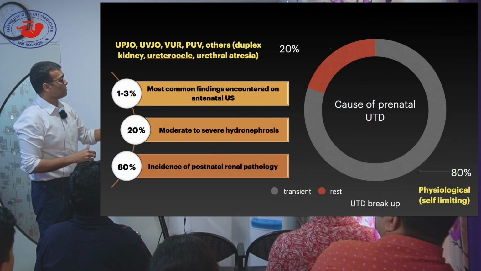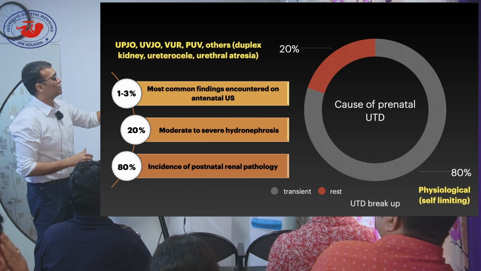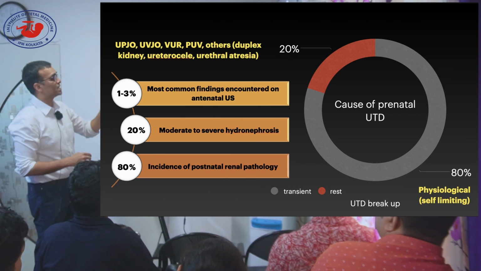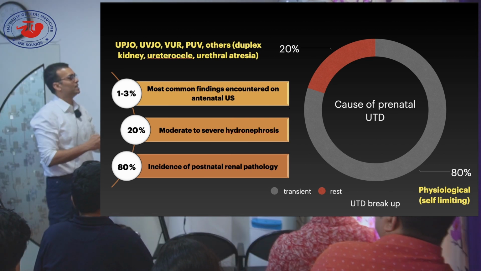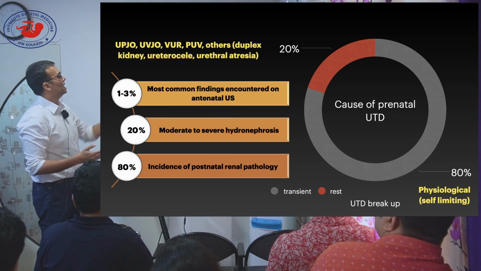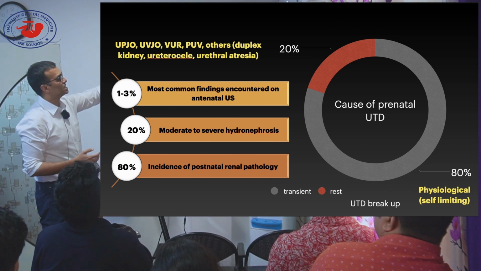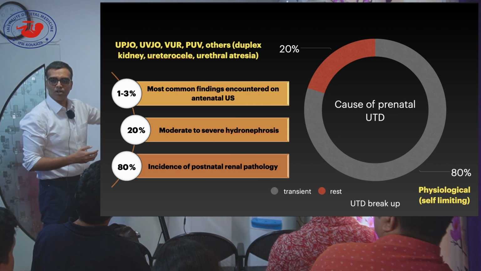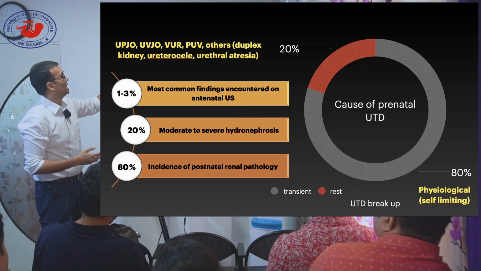Now if you look into the etiology, 80% of the time they are transient. Transient means they are physiological and mostly they are self-limiting, and there is very high chance they resolve prenatally or immediately postnatally. In 20% of the cases, you will have all these conditions which I have shown you in the first slide. All the levels of obstruction, including lower urinary tract obstructions.